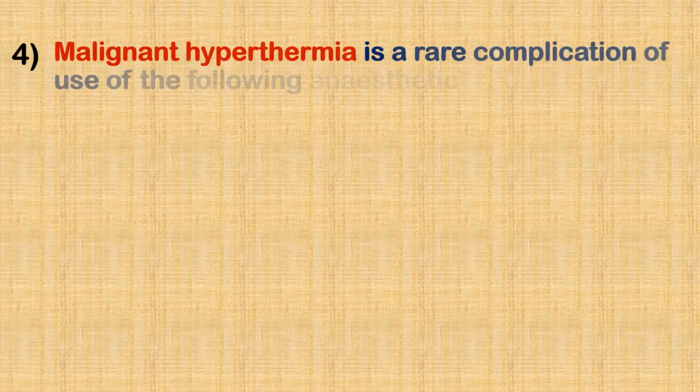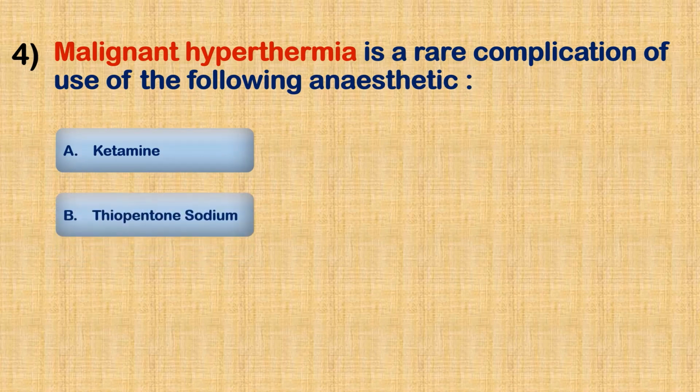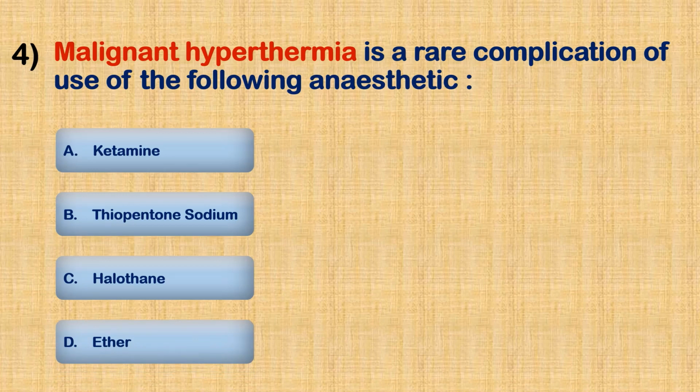So the next question. Malignant hyperthermia is a rare complication of the use of the following anesthetic. Options are option A ketamine, option B thiopentone sodium, option C halothane and option D ether. The correct answer for this question is option C, halothane. So halothane has a rare complication of malignant hyperthermia, that is a genetically determined reaction.